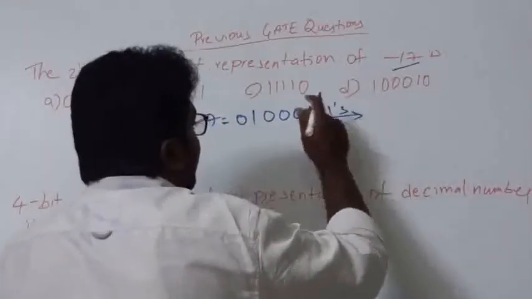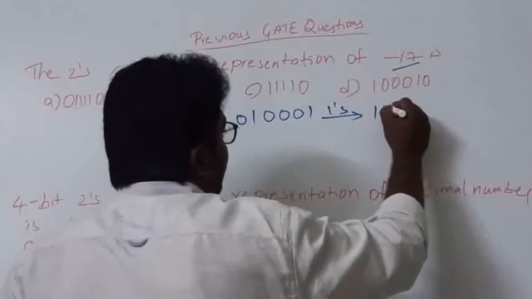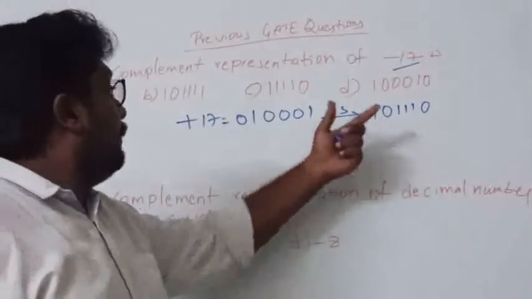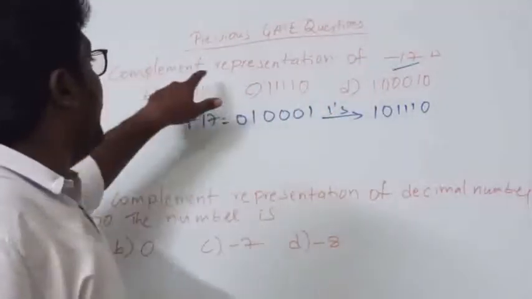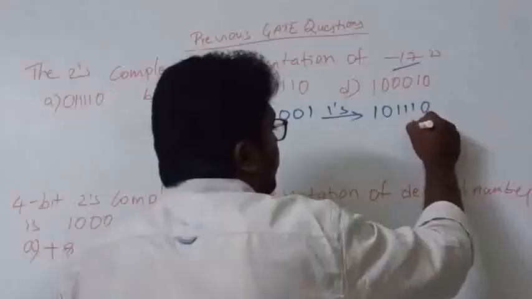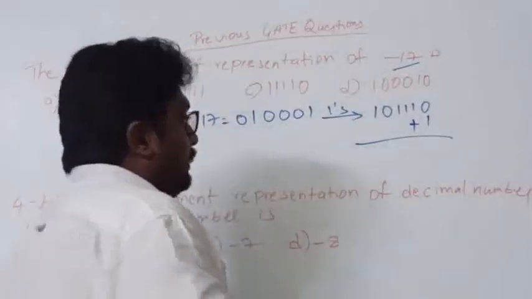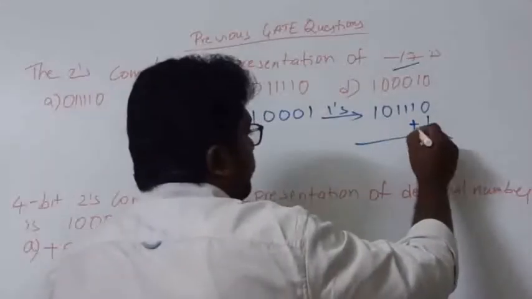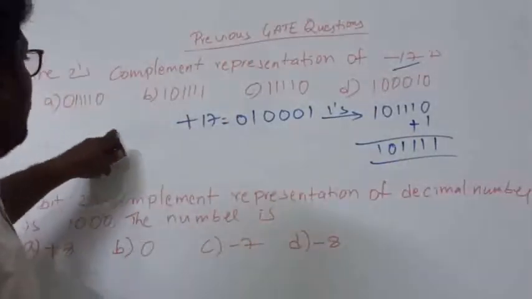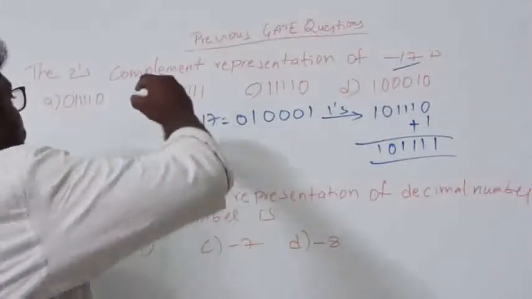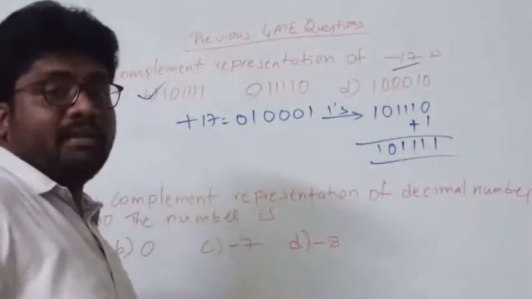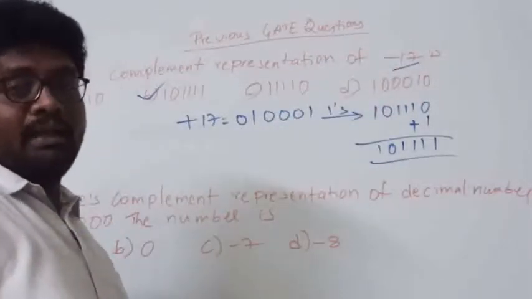So the one's complement representation of this one is 101110. In order to obtain the 2's complement representation, we will get the minus 17 value, right? So add 1 to the LSB. Then it will become 101111. So in our options 101111 is the right answer for the 2's complement representation for the minus 17.